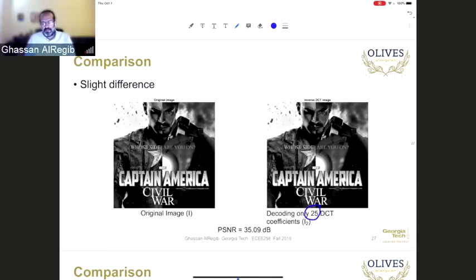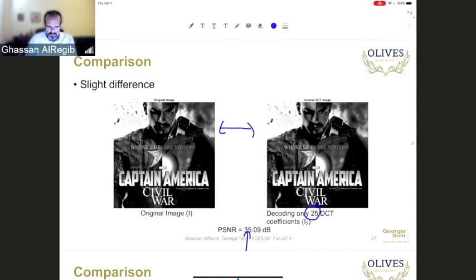That's basically I'm keeping the DC plus the next 24 AC DCT coefficients, and I'm throwing away the remaining coefficients for every single 8 by 8 block. And now you see the PSNR improved from 28 or 29 to 35 dB, so it was a bit of improvement. But at the same time, in terms of quality, it's really difficult to differentiate between these two images.